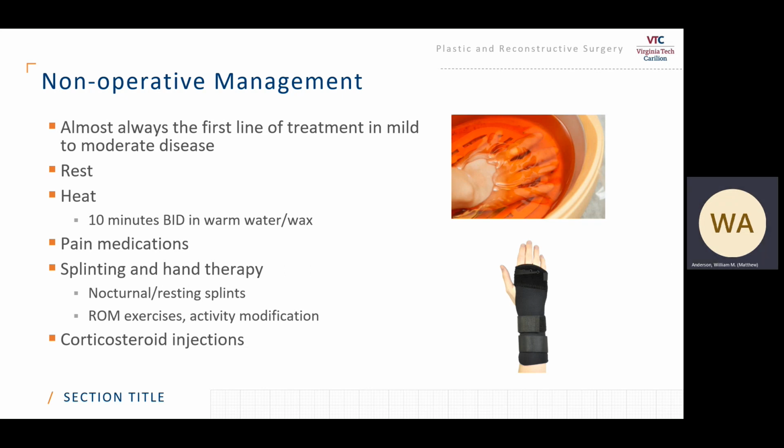Pain medications such as Tylenol, NSAIDs, and Voltaren gel, splinting, and hand therapy also play a role, specifically nocturnal and resting splints. And then hand therapy consisting of exercises working on range of motion and also activity modification. Corticosteroid injections are particularly useful as they can be diagnostic as well as therapeutic.